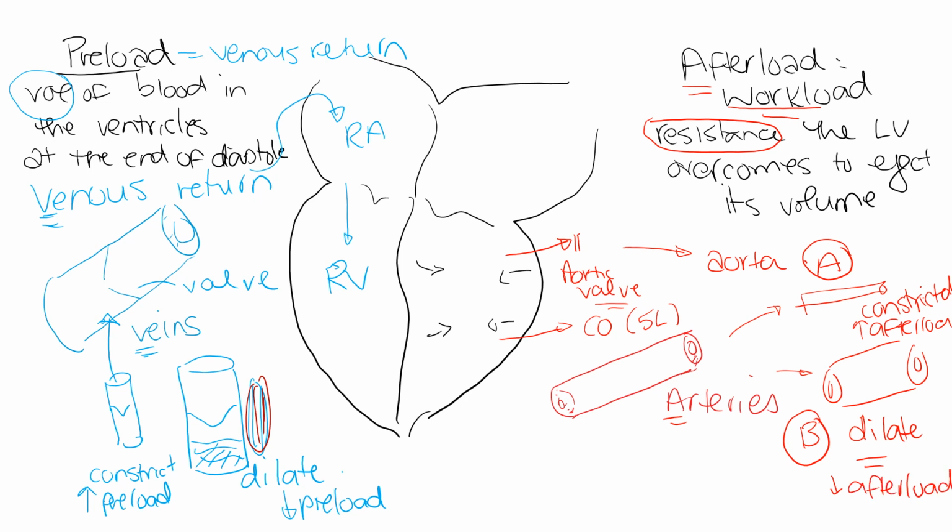Now don't get me wrong, the artery has to provide a bit of resistance to that left ventricle, because then the left ventricle will contract and exert force to open up the aortic valve to eject its volume. So we don't want no resistance. There has to be some amount of resistance, but these are scenarios where the arteries are way too constricted or way too dilated. And as a result, your afterload is going to go up, meaning that the left ventricle is working way too hard if those vessels are vasoconstricted.